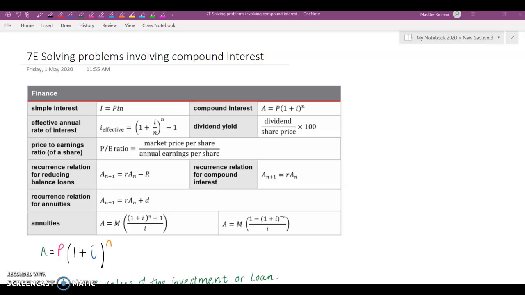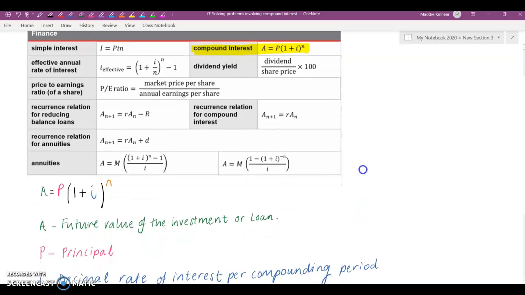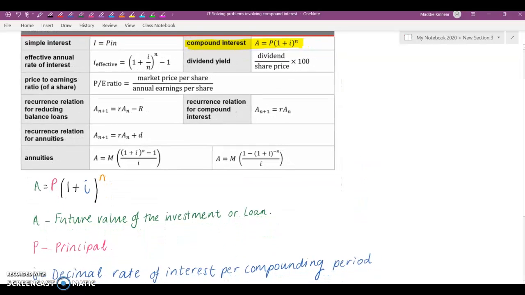This video is going to be looking at exercise 7E and solving problems involving compound interest. So you have the compound interest formula on your formula sheet, and this is the one we're going to be using today. Breaking it down, you don't get the definitions in your exam, so you need to know them.